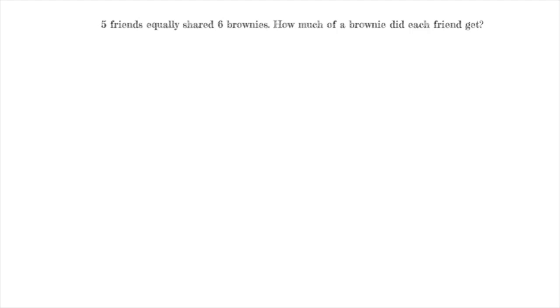Five friends equally shared 6 brownies. How much of a brownie did each friend get? Before we start to solve this problem, what expression would we write to represent this problem? Okay, I have 2 different numbers that I can look at. I have five friends, and they shared 6 brownies. So what do I have to share? I have those 6 brownies to share, right?